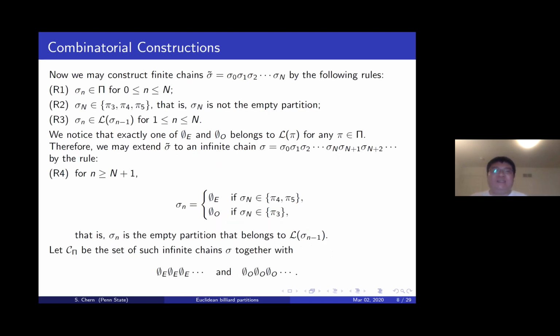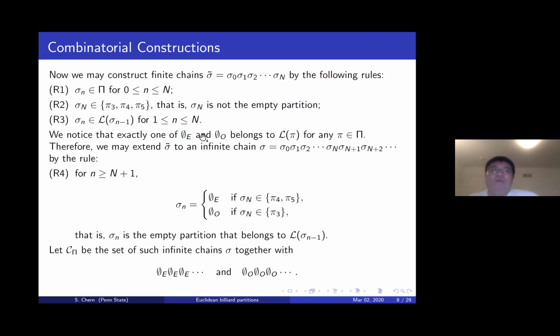Now with these linking sets, we can construct some finite chains by the 3 rules. The first one is, suppose the finite chain is sigma naught to sigma capital N. Then all these sigmas are in capital pi. And the second thing is, for the last entry, sigma sub capital N, it is not an empty partition. In other words, it is among pi 3, pi 4, and pi 5.